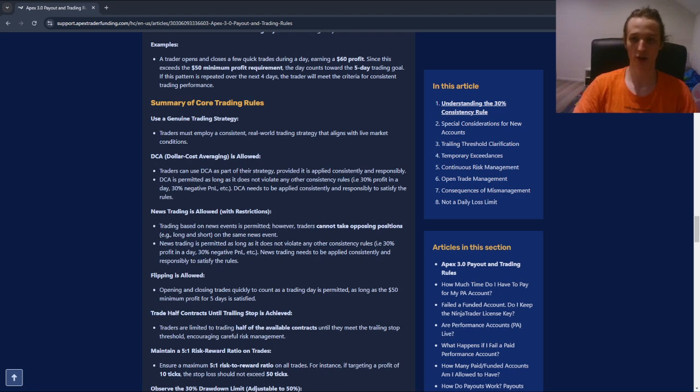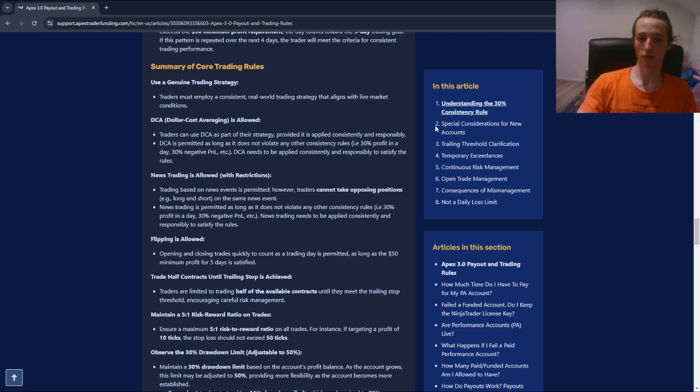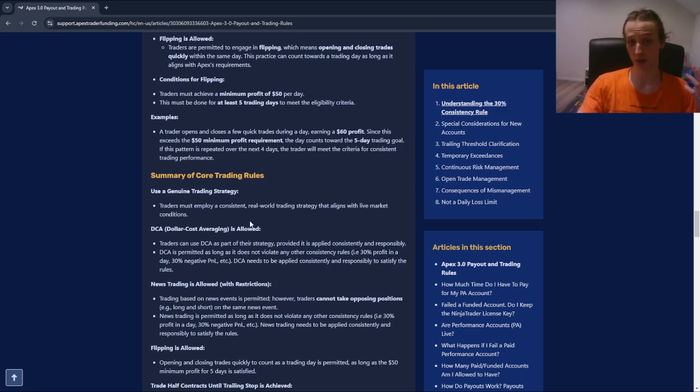If the setup is there and it aligns with my overall criteria and my trading strategy, I will actually add into my positions. So I hope this clears up what the rules are about the funded accounts, the PA funded accounts for Apex.